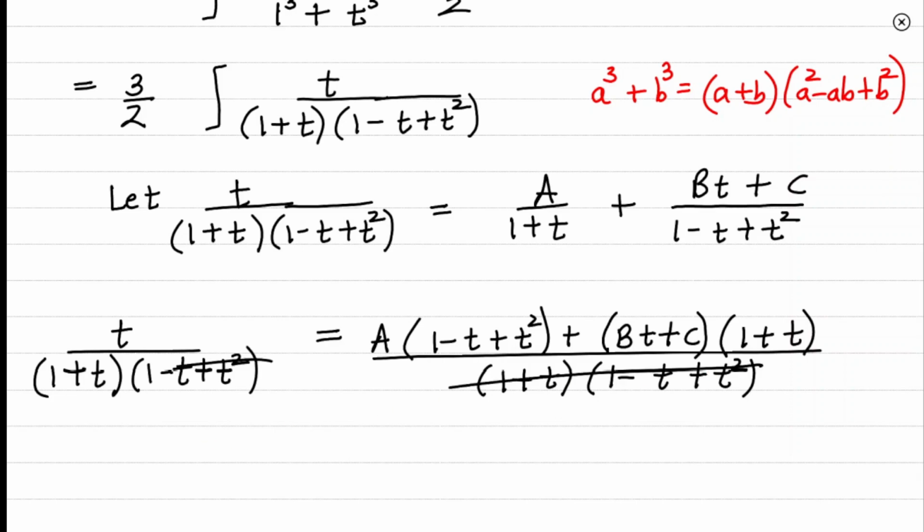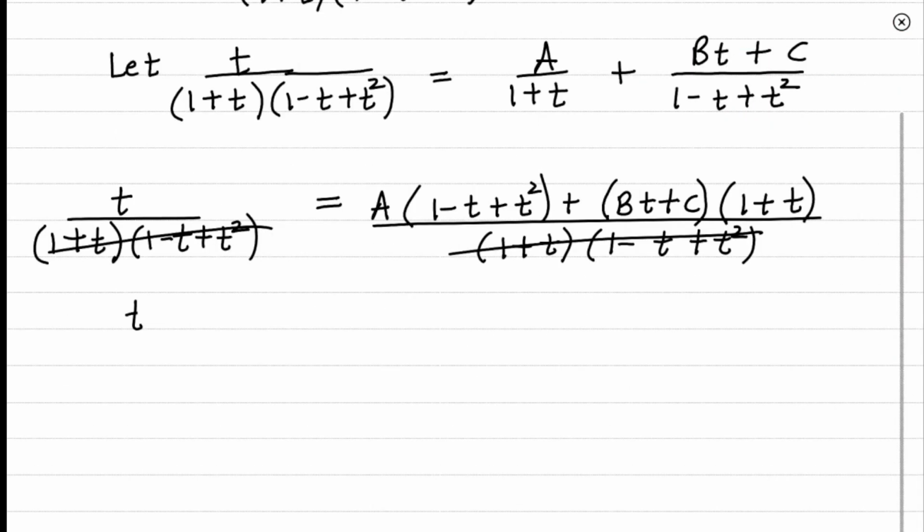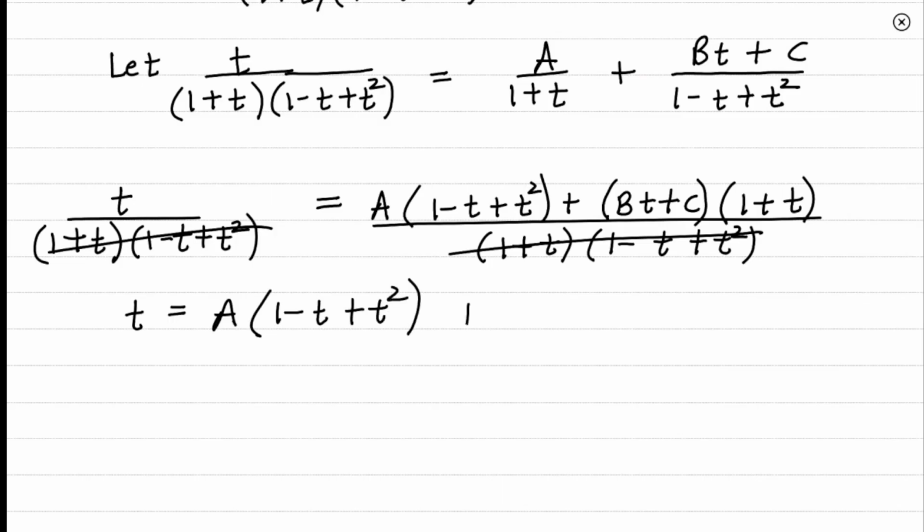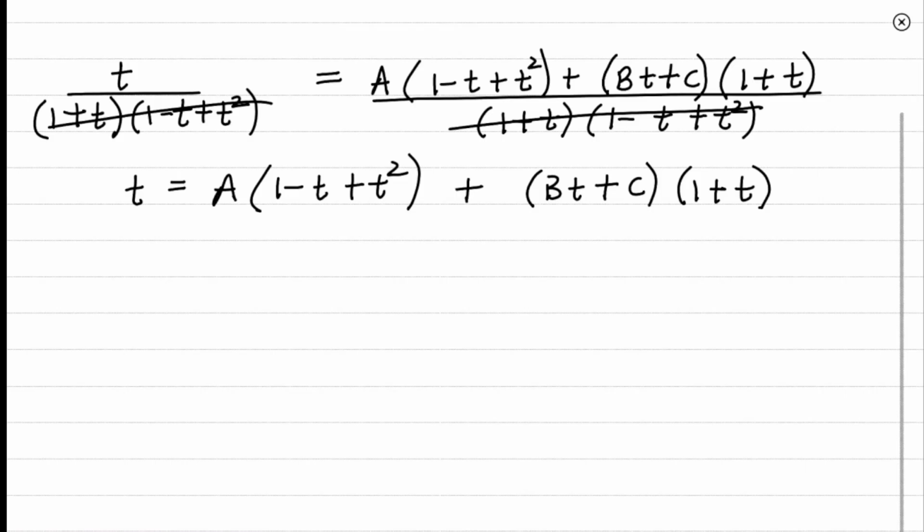Notice that this term and this term on the left hand side and right hand side will get cancelled. And what you have really is t equals a times 1 minus t plus t square plus bt plus c times 1 plus t. Now, in order to find the values of a, b and c, what most people on YouTube or teachers will do is multiply this entire expression and compare left hand side and right hand side. It is not incorrect, but it is an extremely inefficient way to do that. What I like to do is substitute some random values of t that will make your calculation simpler.